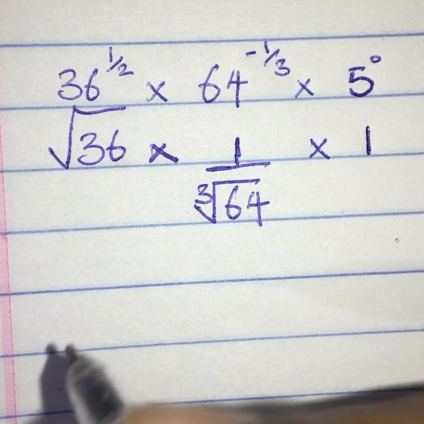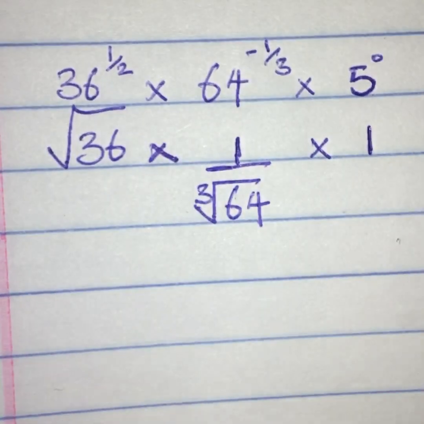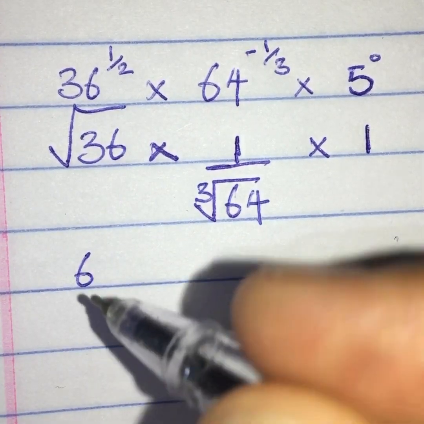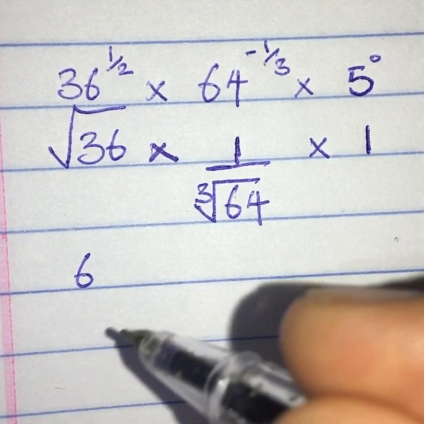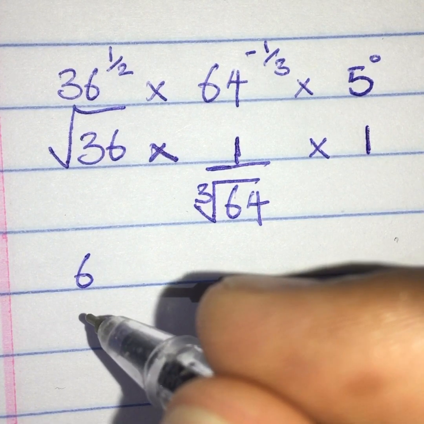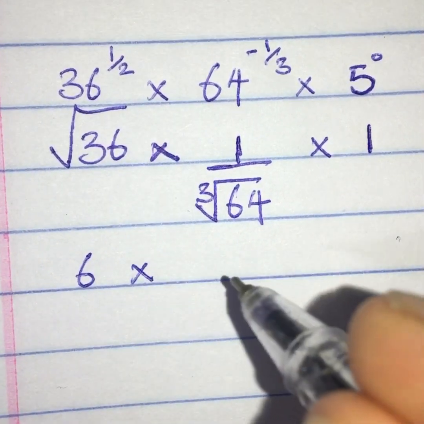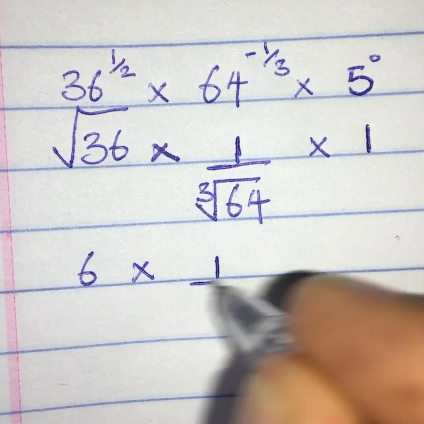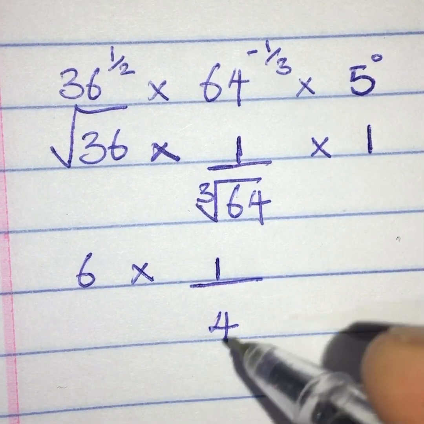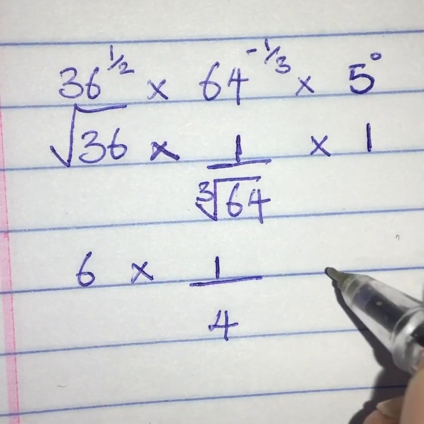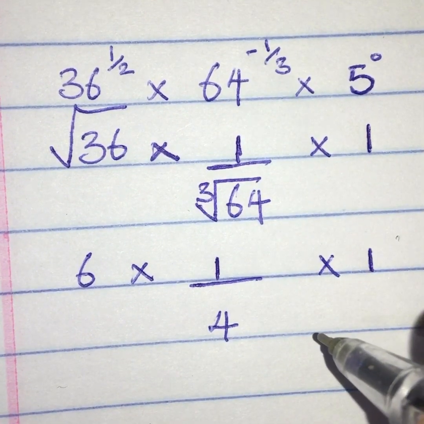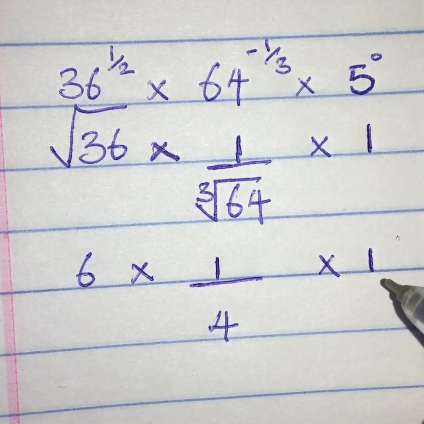Having done this, we look for the square root of 36. The square root of 36 is 6, because 6 times 6 gives us 36. Because the square of 6 is 36, therefore the square root of 36 is 6. Times 1 over the cube root of 64, which is 4, because 4 times 4 times 4 gives us 64, times 1. Now, we move ahead and we multiply all the figures up.